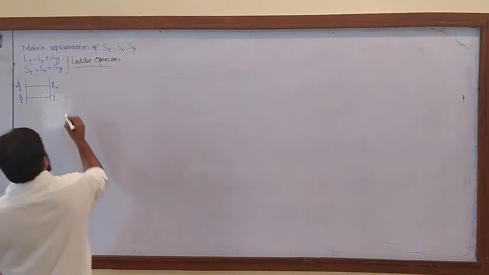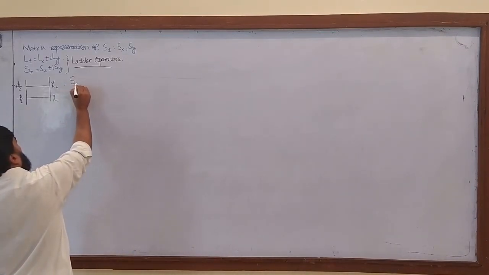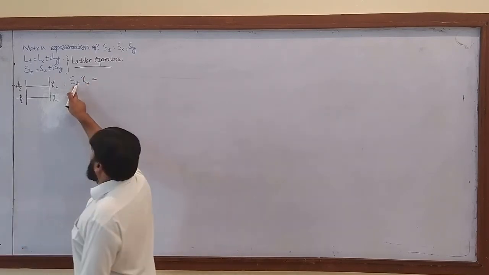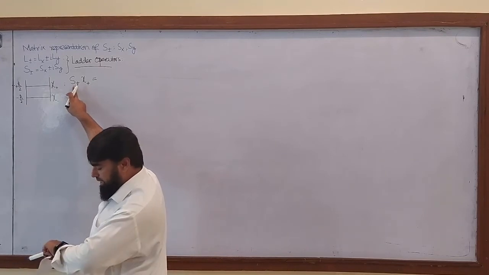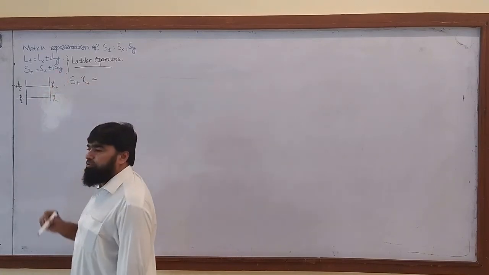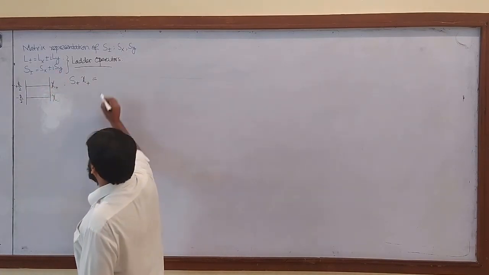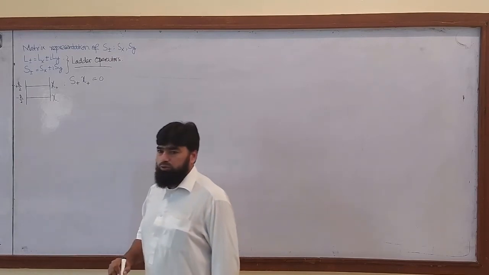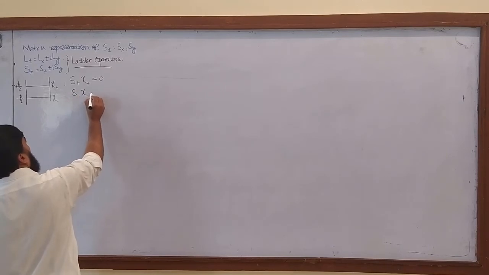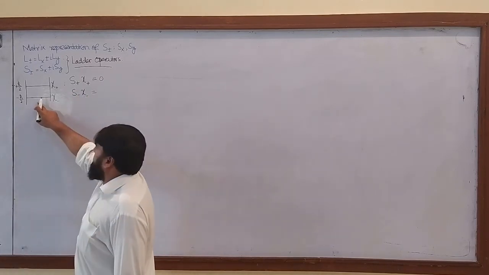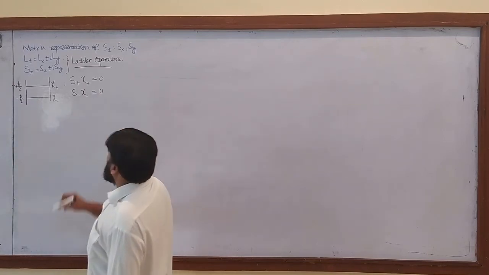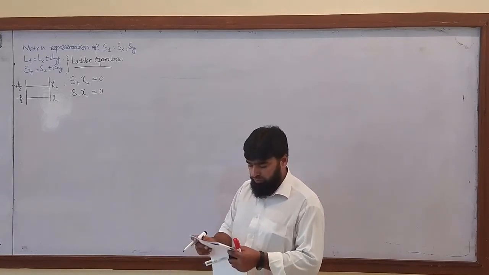So when I operate S plus on chi plus, as it is a raising operator, it will raise the state chi plus, but there is no further state available. So this thing will be equal to 0. And when S minus operates on chi minus, then there is no more state available below as well. So this will also be equal to 0.